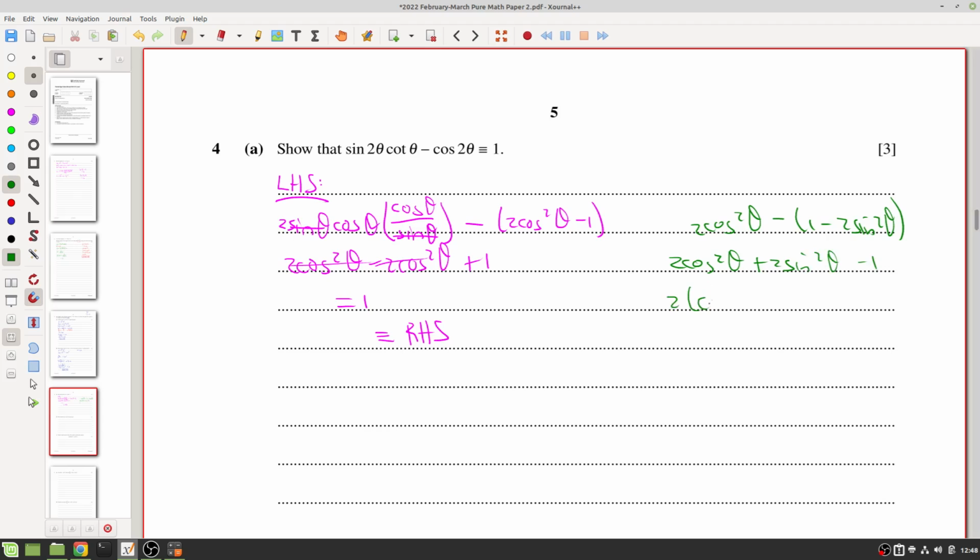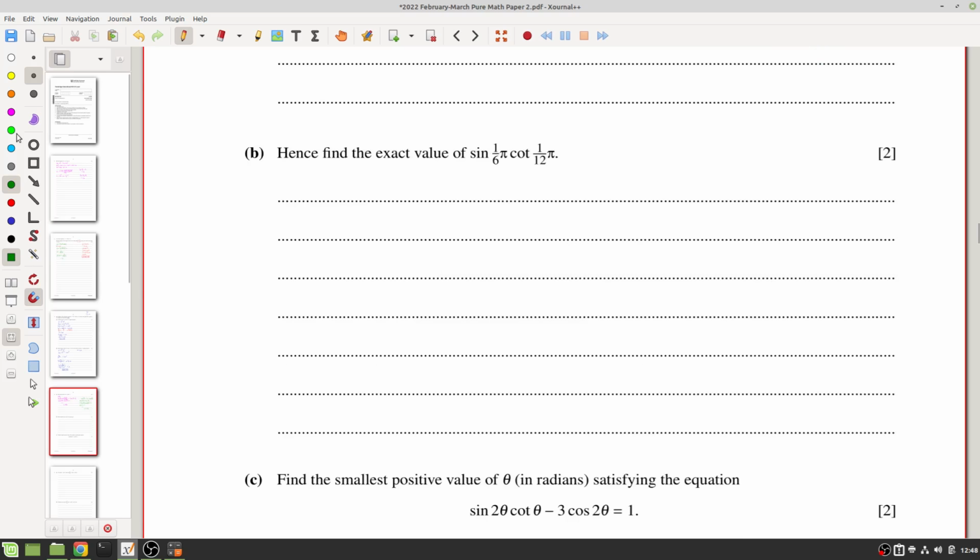Factor out a 2 here. We've got cos squared theta plus sine squared theta, minus 1. That gives us 2, and again, this is an identity that we need to know. Cos squared plus sine squared at the same angle is 1, and then 2 minus 1 equals 1, which again is equivalent to the right hand side. So that's a different way we could do it. And if you tried any other ways, like always, let me know in the comments below and we can have a chat about that.